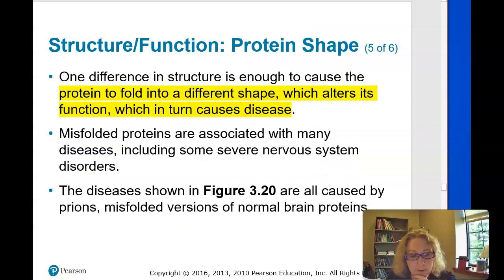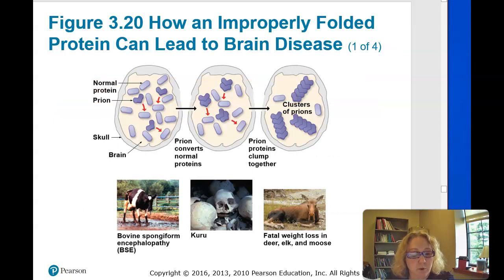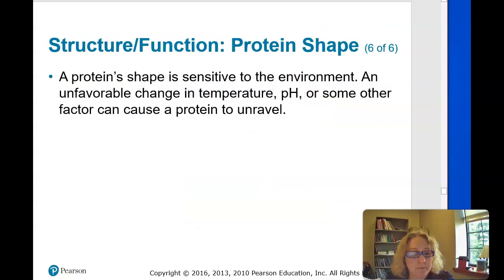I know you're like, why do I even care about amino acids? That's why, because it causes diseases. One difference in structure is enough to cause the protein to fold into an entirely different shape, which alters its function, which in turn causes diseases. Misfolded proteins are associated with many diseases, including severe nervous system disorders. There's one in cows that leads to brain damage.